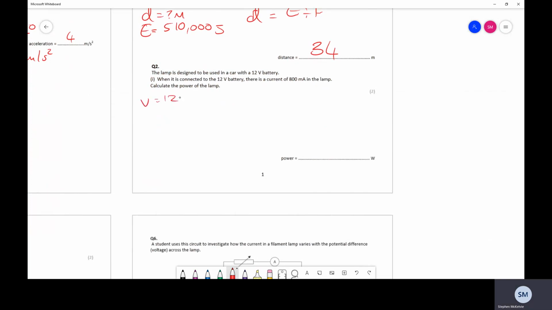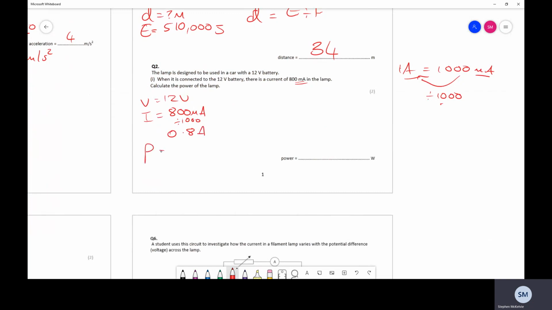The lamp is designed to be used in a car with a 12-volt battery. V is equal to 12 volts. When it is connected to the 12-volt battery, there is a current of 800 milliamps. Ah, look at that, you sneakies. You're not going to beat us, because 1 amp is the same as 1,000 milliamps. But we're aware of your little tricks. Divide by 1,000 to turn milliamps into amps. So I shall do just that. Thought you were so clever, didn't you?